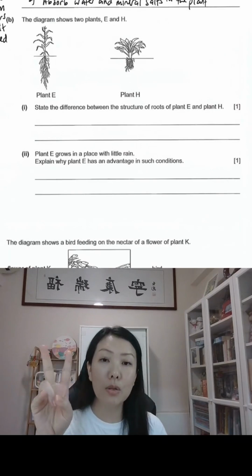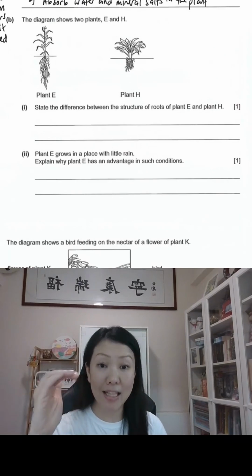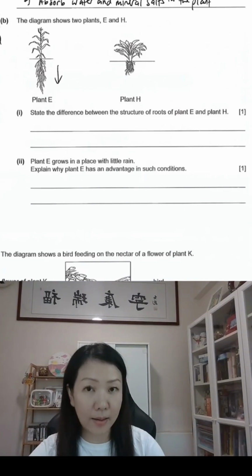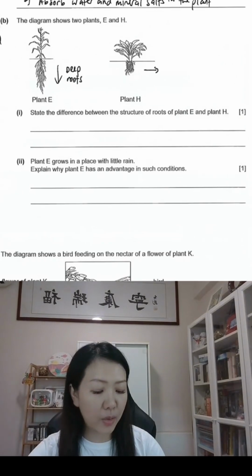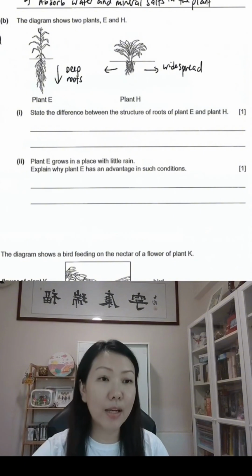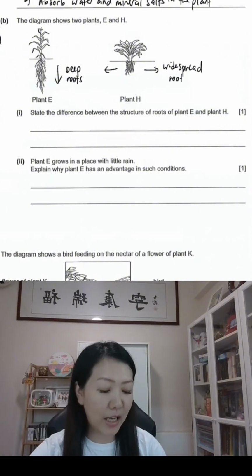Most common two-mark question term is state and explain. State and explain. For plant E and H, as you can see, this one has very deep roots, whereas plant H is very widespread. So remember again: analyze and annotate, analyze and annotate, analyze and annotate, and you will score.